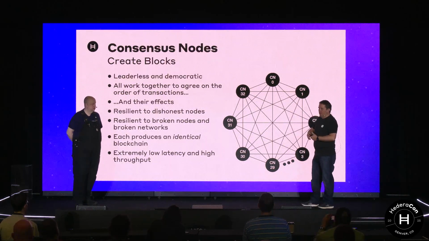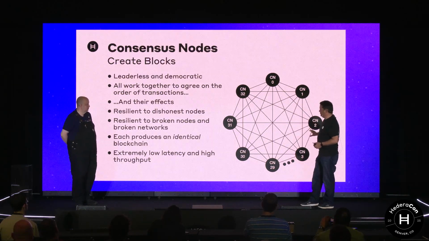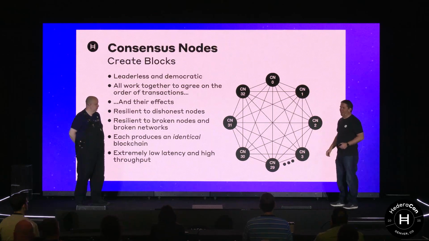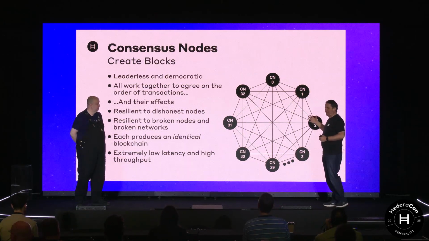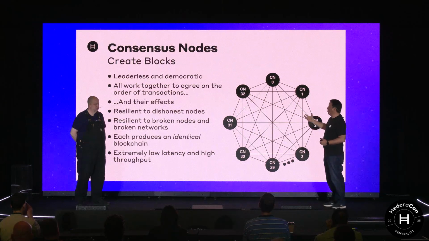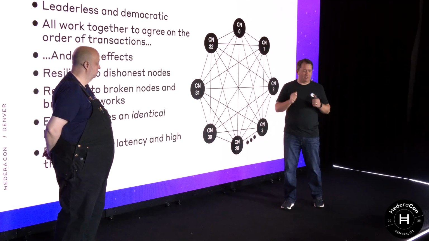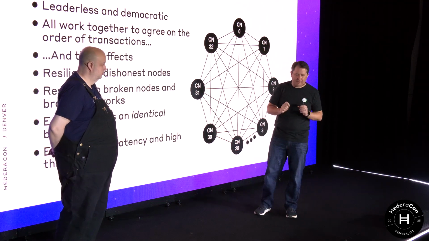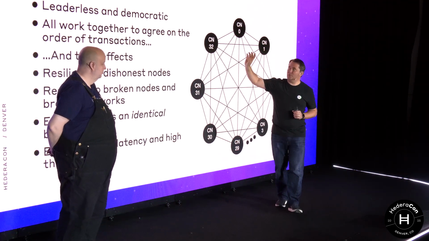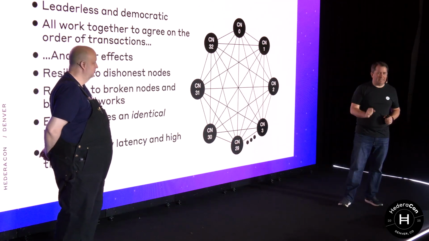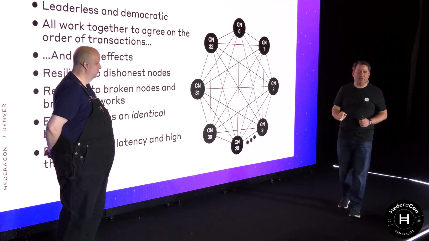So I have here just a simple diagram of what a 32 or I guess 33 node network would look like. These nodes, each one of these consensus nodes, they work together. The thing that I feel is the most critical and important part of the whole system, what really matters, are these first 2 points. Hedera is unique in that this is a completely leaderless and democratic system.